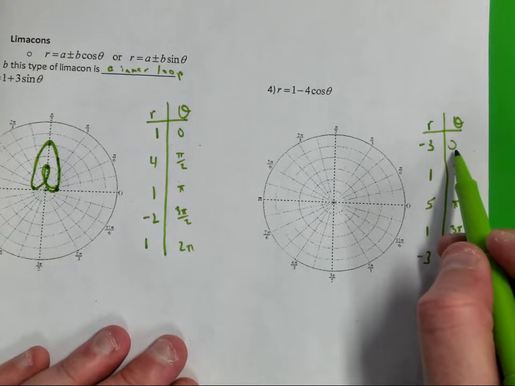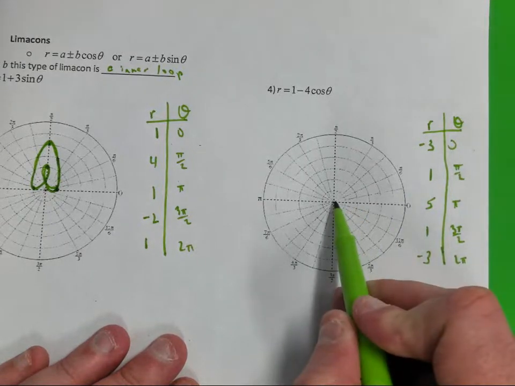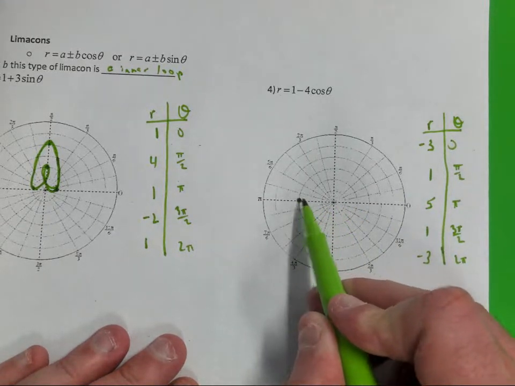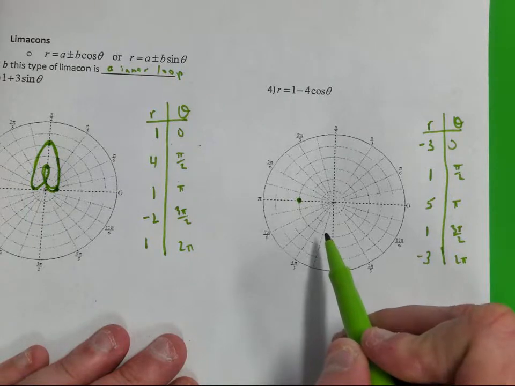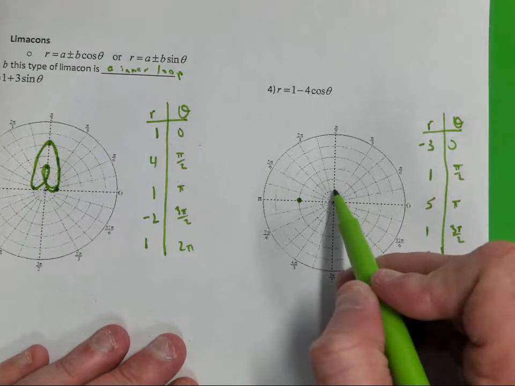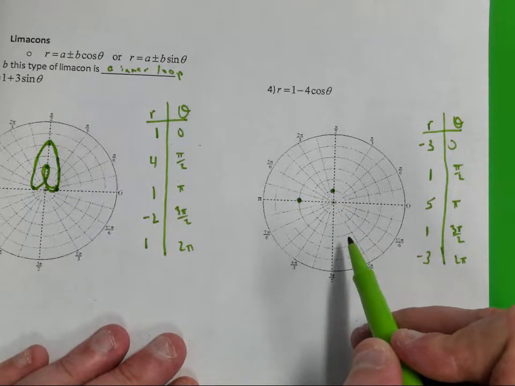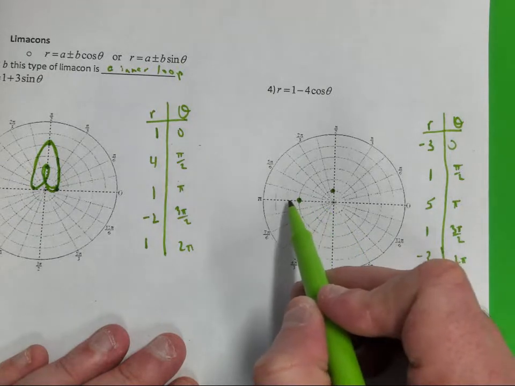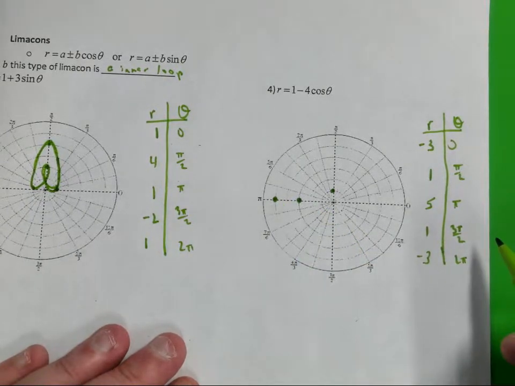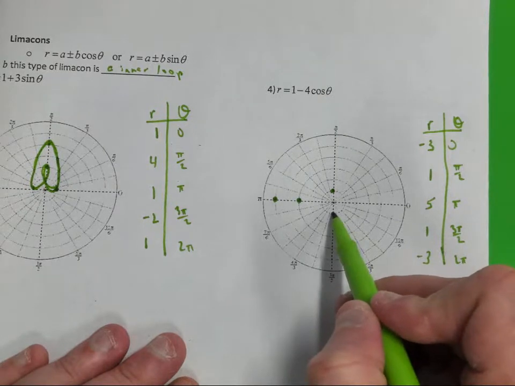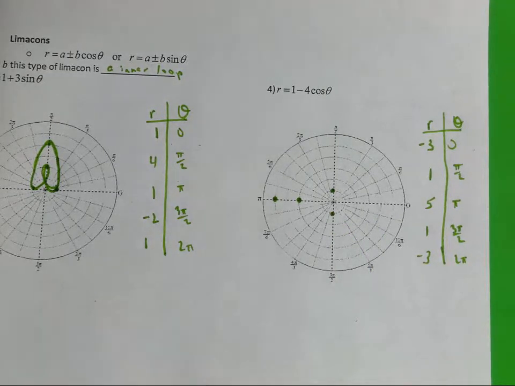Now, always do your angle first. That's 0. But since it's negative 3, you're going in the opposite direction. Where do you think the inner loop is going to occur at? Right here. Do you see how it's inside these 2 points? These set of points. So your inner loop is going to occur there.